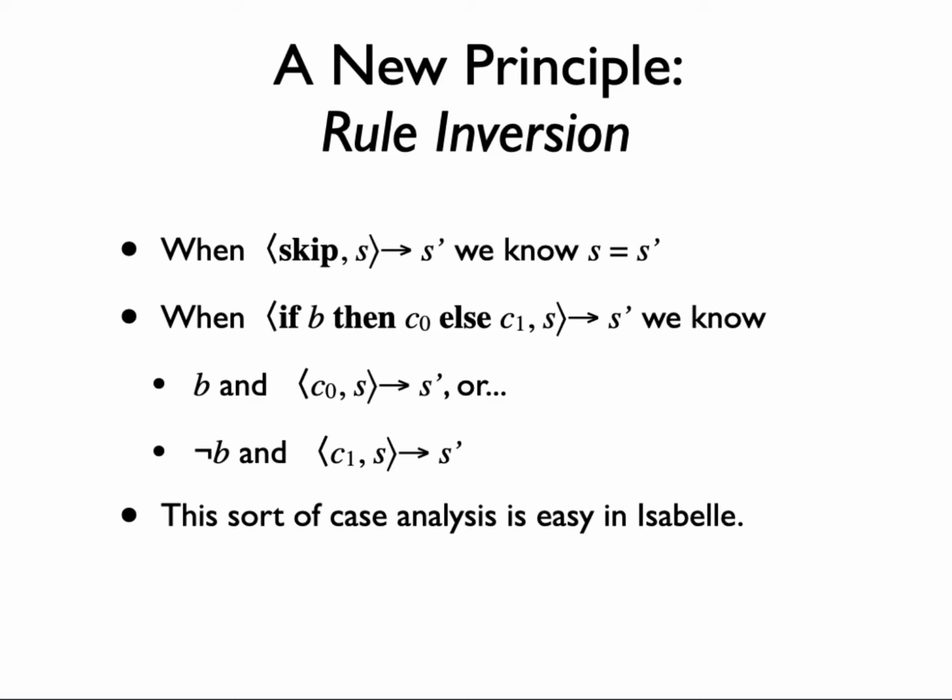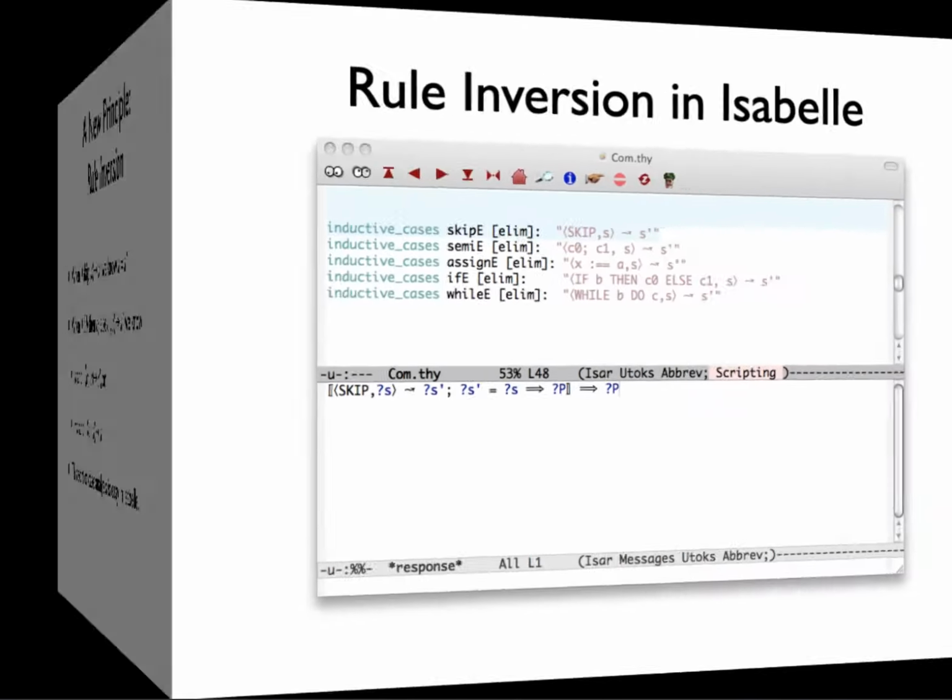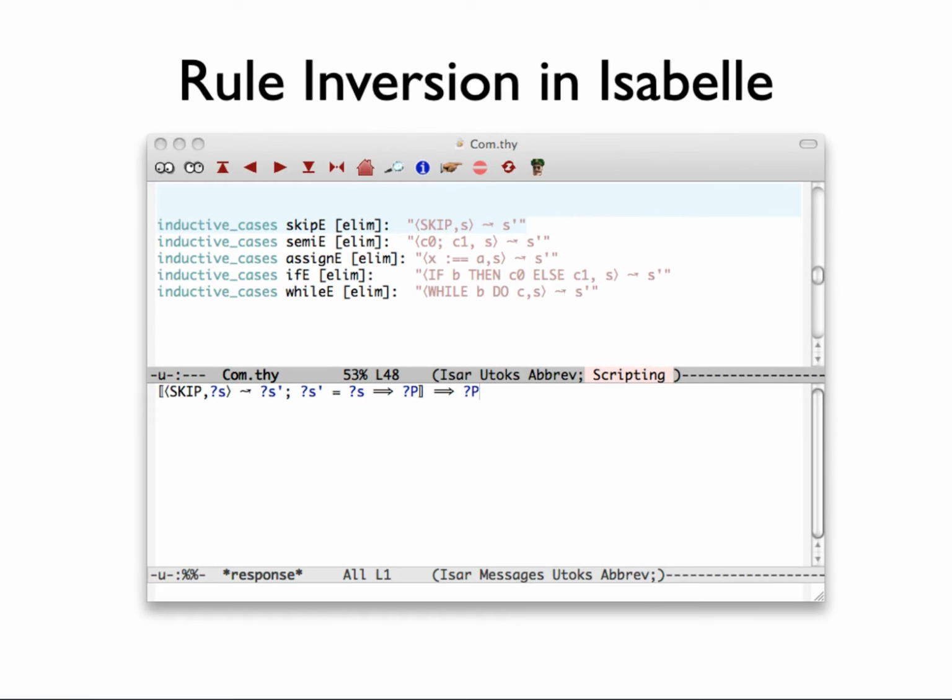Now, in principle, a rule inversion is done by just looking at all the cases of the rule, and so you can basically do case analysis on the allowed transitions, and most of them will be trivial simply by the fact that skip is not equal to if, for example. And finally, when you get to skip itself, you'll see that it only matches with S equals S prime. But that's a lot of work. There is a nice built-in thing in Isabelle that does it for us.